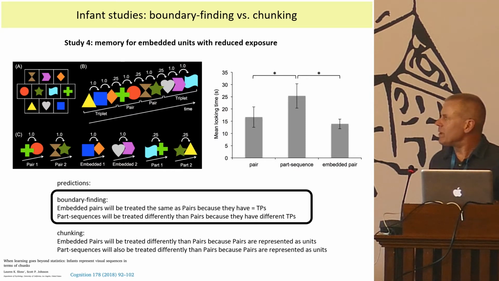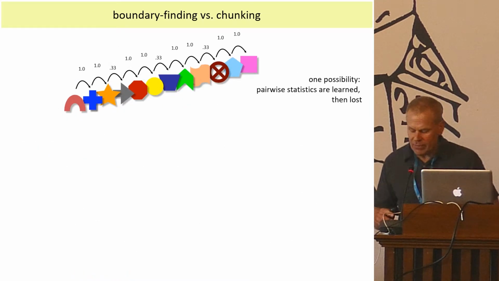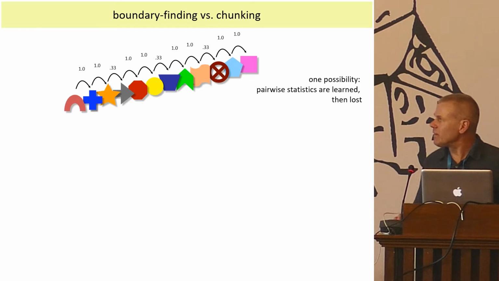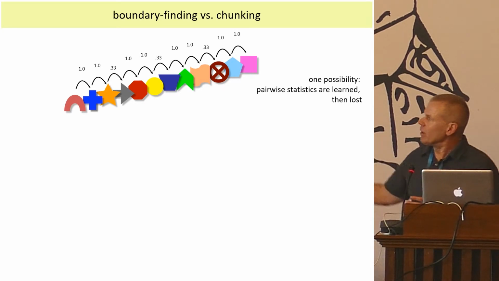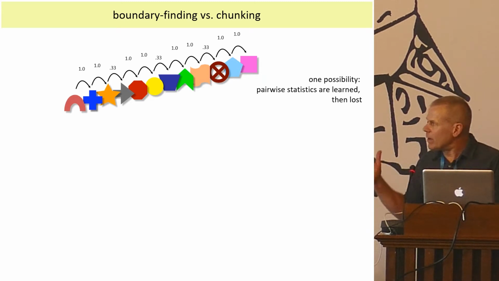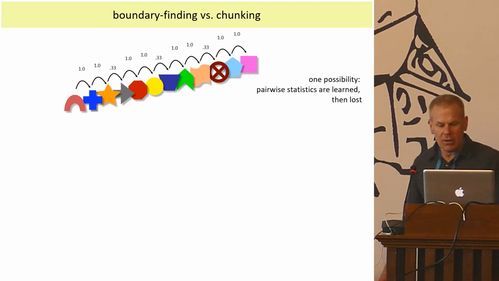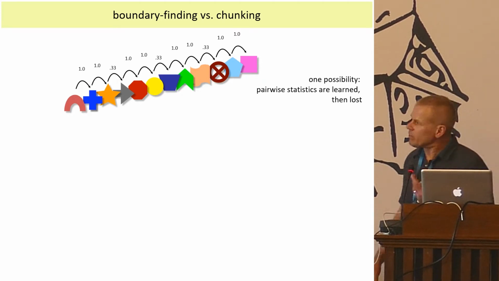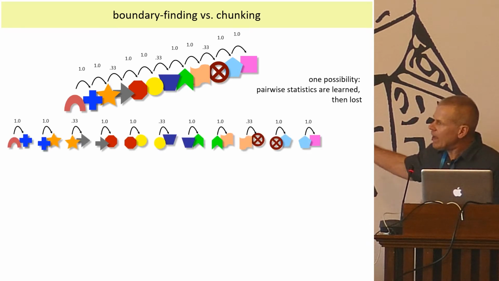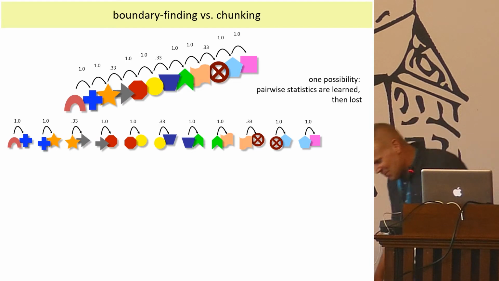So one possibility for how this might work, the relation between boundary finding and chunking, is that if you have this sequence here with transitional probabilities rising or falling depending on which pair you're looking at, the babies or adults learn pairwise statistics first, and then they're lost. So it might be something like this. You go through the set.